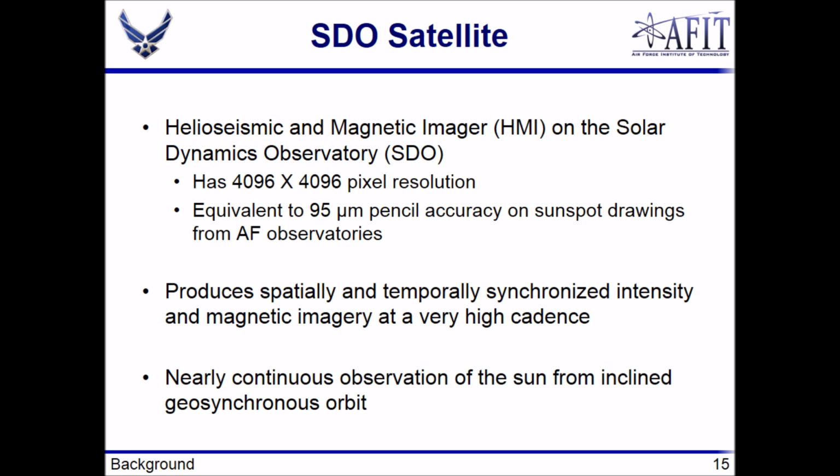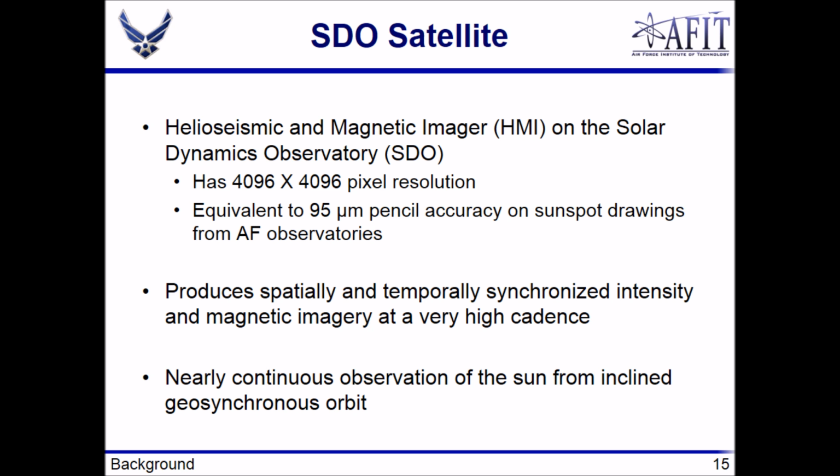Next slide. The thing that I wanted to use here is the Solar Dynamics Observatory satellite. Specifically, I used images from the Helioseismic and Magnetic Imager, the HMI instrument. This instrument produces very high resolution images that are approximately equivalent to about 95 micron pencil accuracy on a drawing board. So we have really good accuracy with these images.